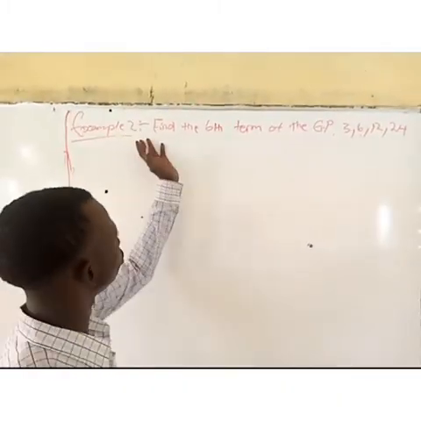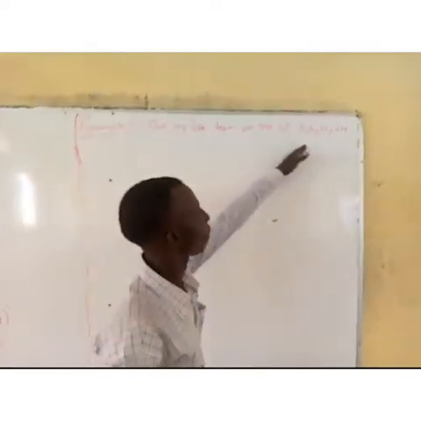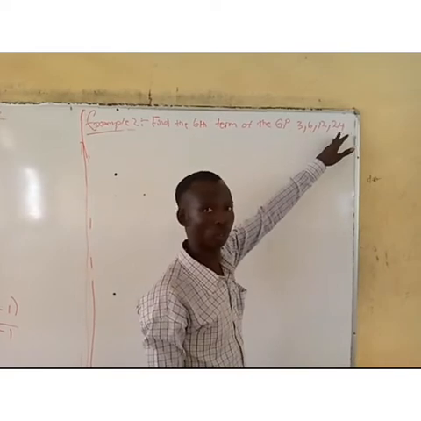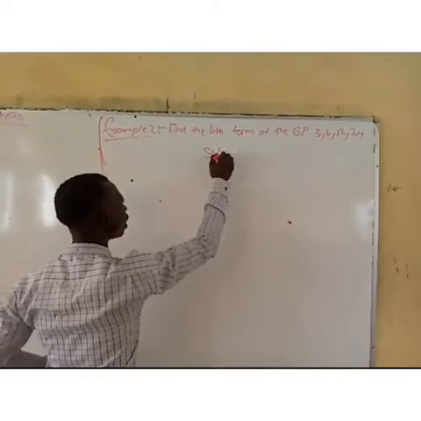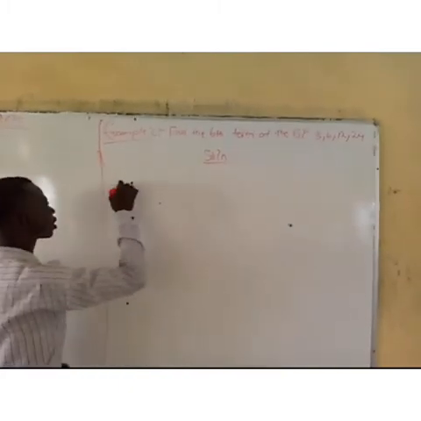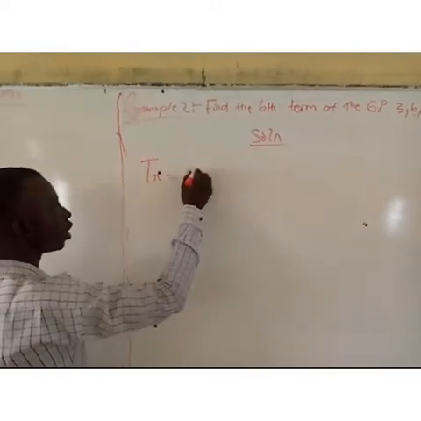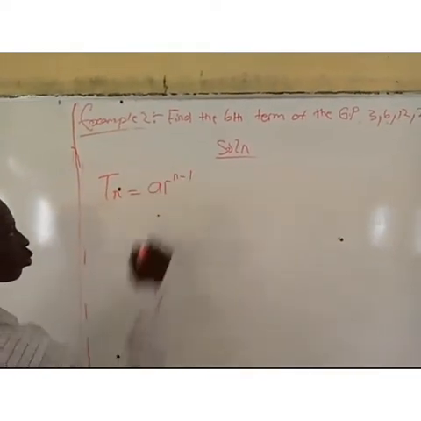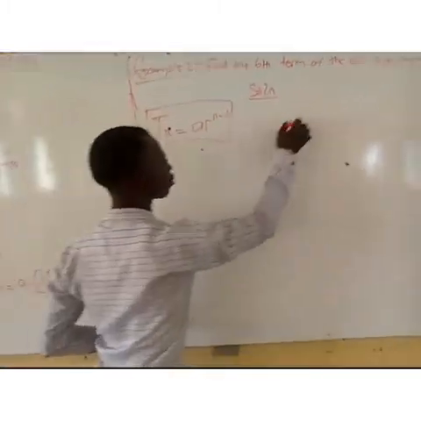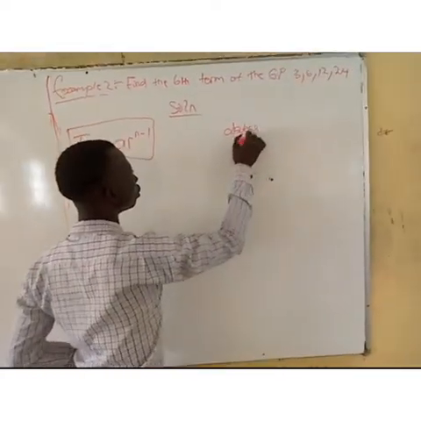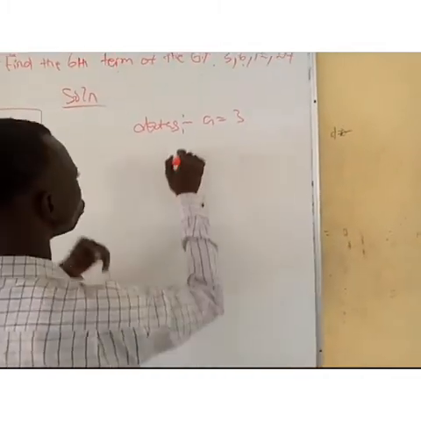Now, this is example 2. Example 2 says to find the sixth term of the GP 3, 6, 12, 24. To find the sixth term, we discussed earlier from the derivation of our formulas that to find any term in the GP, Tn is equal to A R raised to the power of n minus 1. If you check this formula, what is your data? You are given the first term, A equals 3. You're given a common ratio. How do you get your common ratio?